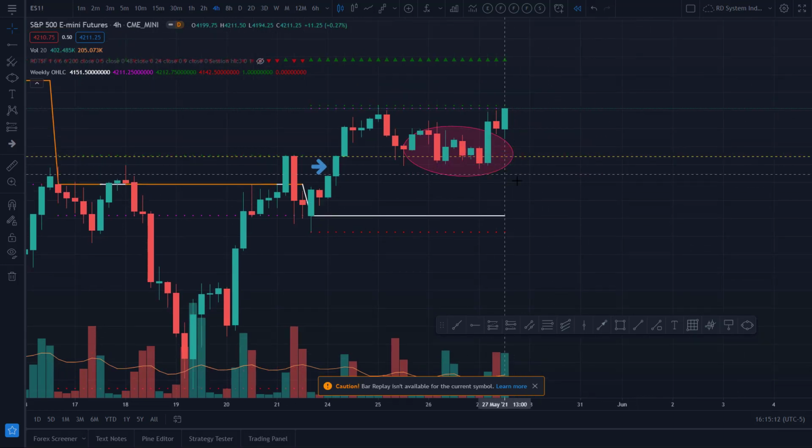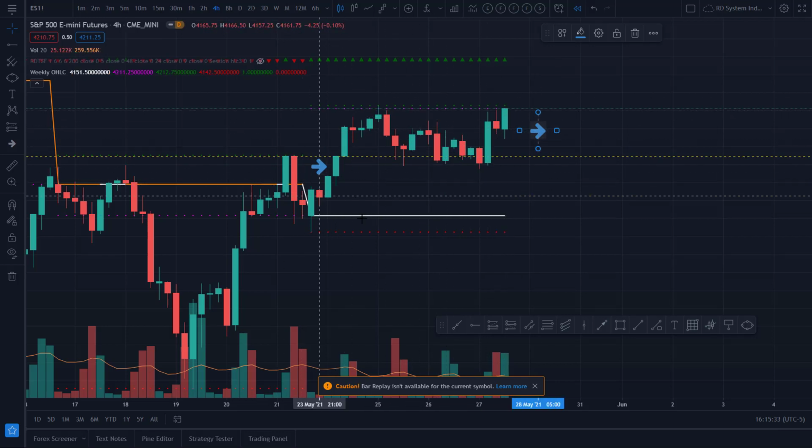Now, you might ask, is this an important candle right here? That candle. And I would say no, because it's in the middle of a range. It didn't invalidate any other candle.